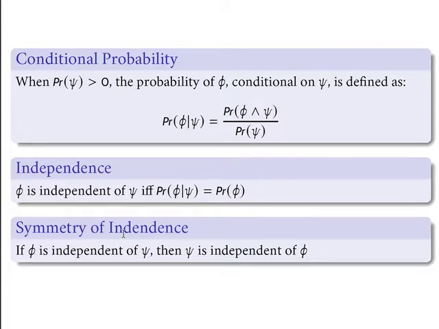Something to note, which I won't bother proving in any detail, is that if a sentence phi is independent of psi, then vice versa holds. That is, psi is also independent of phi. So independence is symmetric: if one sentence is independent of the other, then the other is also independent of the first. Okay, so this has been some review of the notions which we introduced last week. Now in this lecture, we will go a bit further in building on these notions.